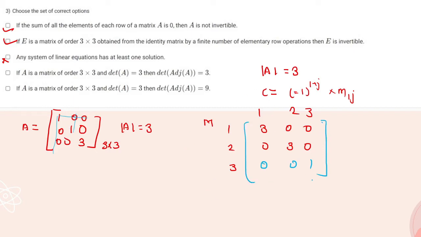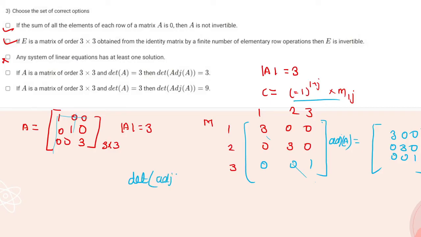Since all these elements are diagonal elements, there will be no change in the cofactors, so the adjugate will be like this one. The adjugate of matrix A will be 3 0 0, then 0 3 0, 0 0 1. Finally, the determinant of the adjugate of A will be equal to 9. So this is incorrect, this is correct. So for question number 3, 1, 2 and the last option are correct.